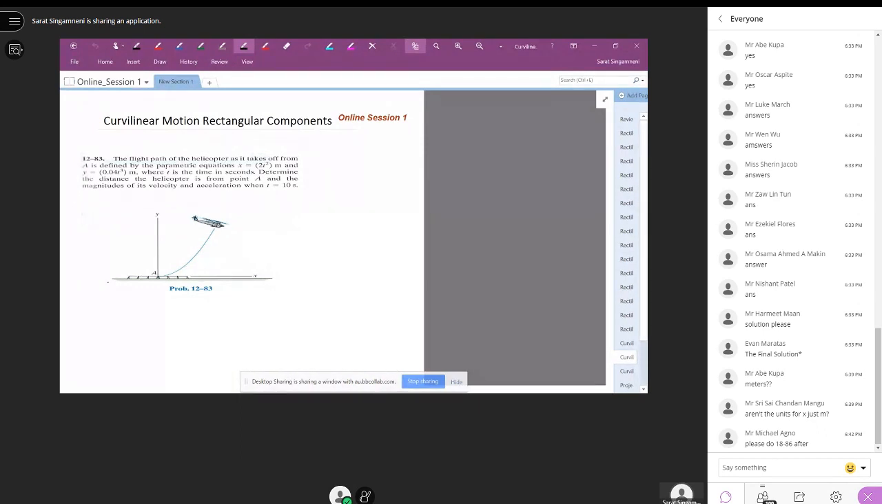So the answers for this problem are: the distance A to B is equal to 203.961 meter, and the velocity is equal to 41.7612 meter per second, and the acceleration is equal to 4.66 meter per second square. Okay, you try this as homework.